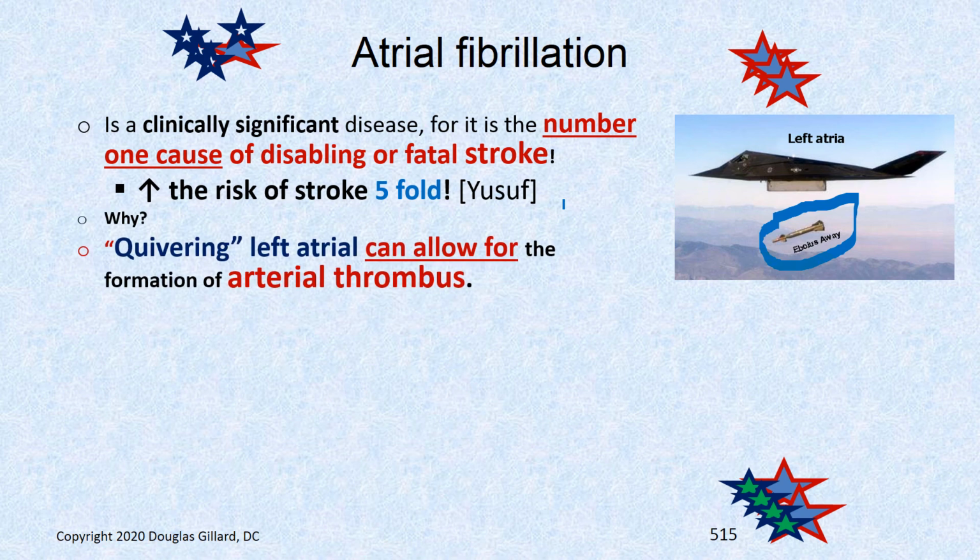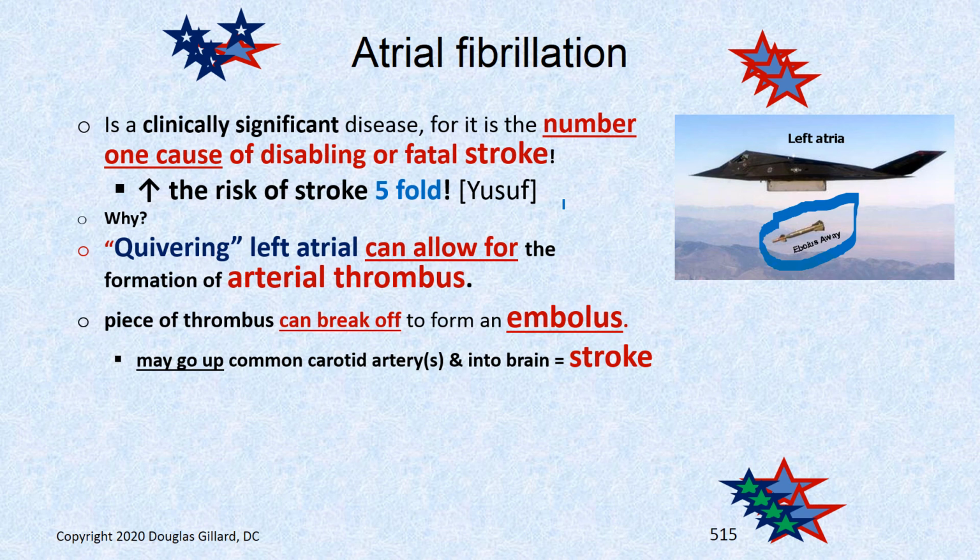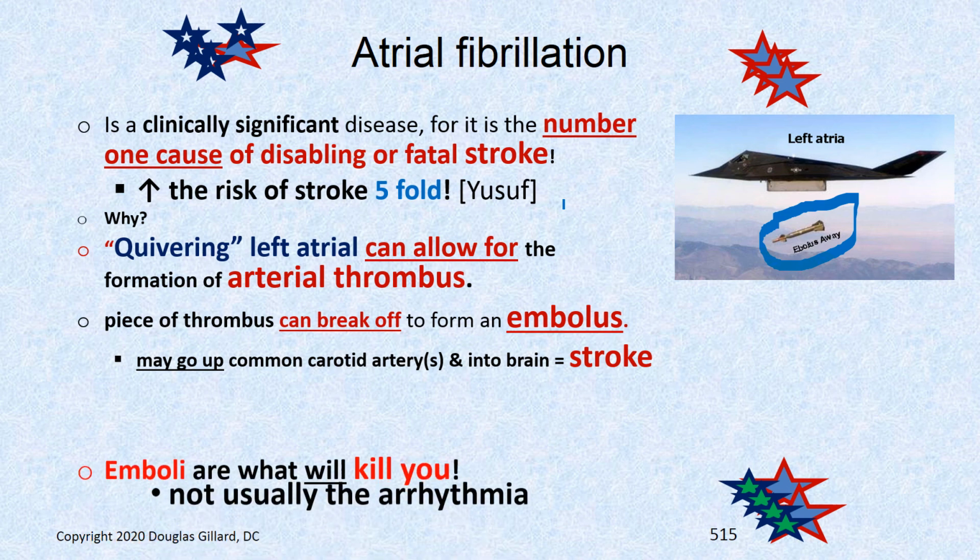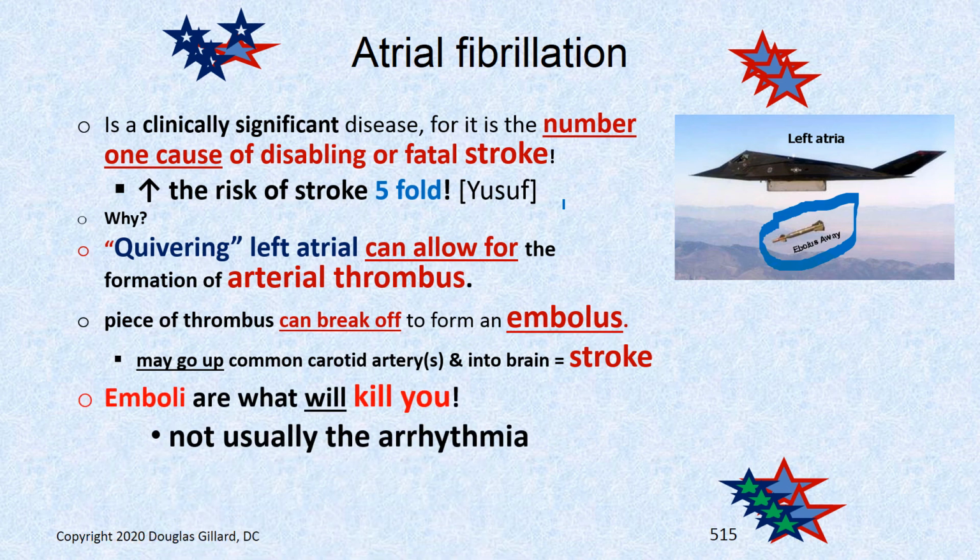Why is that? A quivering left atrium is a thrombus factory, and a piece can break off and cause an embolism. And now with an arterial embolism, it's Russian roulette. Does it go up to the brain and cause a stroke? Does it go in the coronary artery and cause a widowmaker heart attack? Does it go down into the superior mesenteric vein and knock out your intestine? It's very, very dangerous.